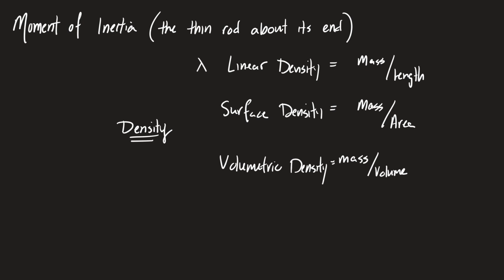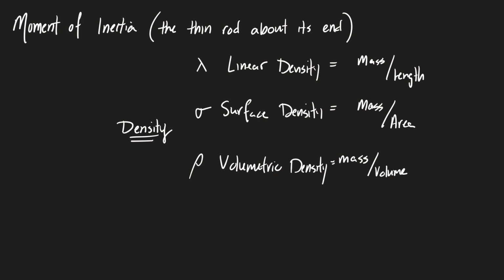And there's symbols that go along with this. We use lambda for linear density and sigma, which is just an O with a little hat on it, for surface density, and volumetric density gets rho. So Greek letters again, but lambda, sigma, and rho are the symbols used for each.